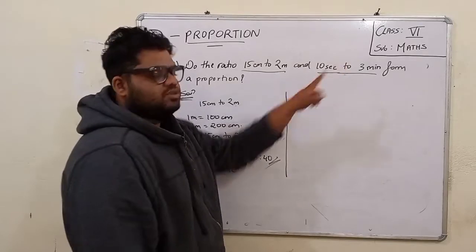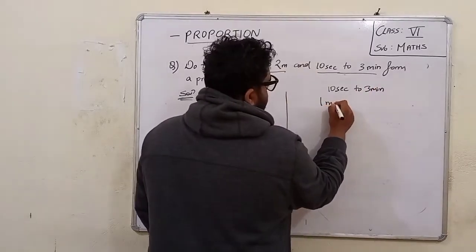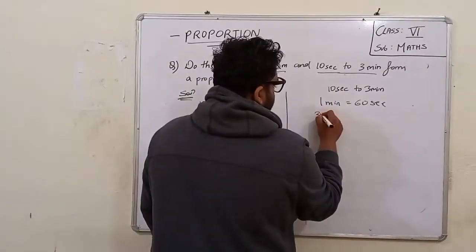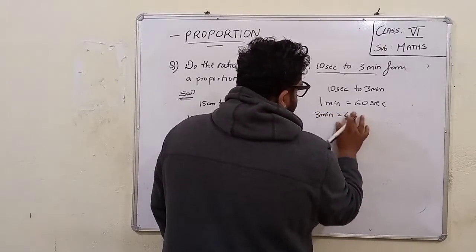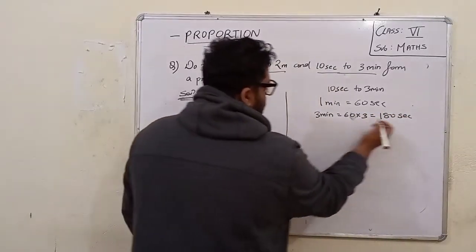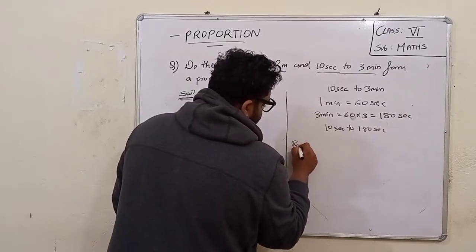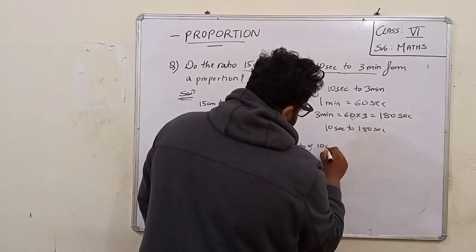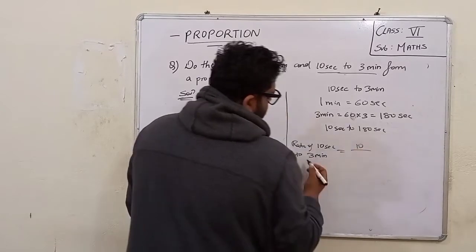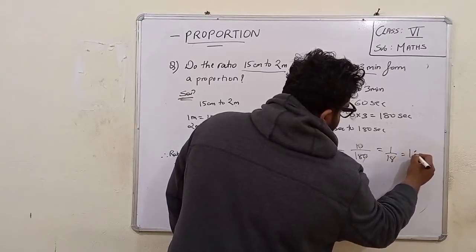Now we have to find out 10 seconds to 3 minutes. We know that 1 minute is equal to 60 seconds, right? Now what would be 3 minutes? 3 minutes is equal to 60 into 3, that is 180 seconds. So 3 minutes is equal to 180 seconds. Now we have to find 10 seconds to 180 seconds. Therefore, the ratio of 10 seconds to 3 minutes is 10 as it is, and 3 minutes converts to 180 seconds. That is 10 by 180, which is 1 is to 18.